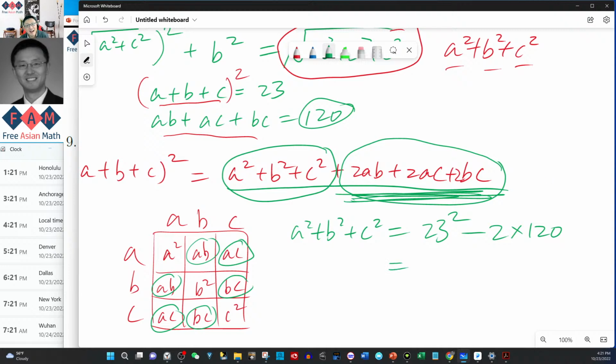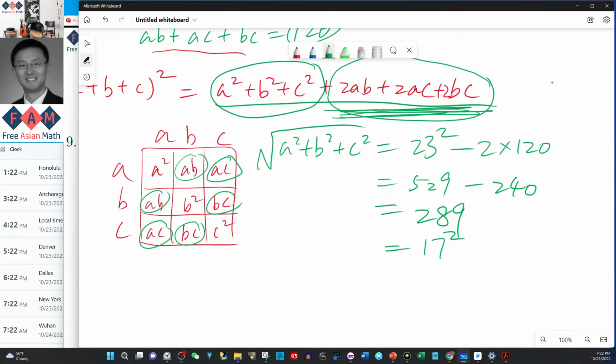What is 23 squared? Everybody should immediately tell it's 529. Once again, you need to be very good at those fundamentals. 23 squared is 529. So you are subtracting 240, I'm sorry. So what is this? This is 289. Okay, what is 289? It's 17 squared. Therefore, if we take the square root of this, it will give us 17. And that is the diagonal you're looking for. So, if you truly know all those small tricks, you can do this problem very fast.